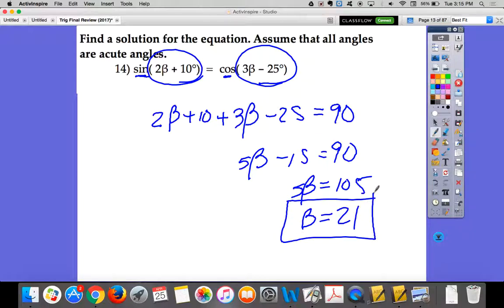Okay, so that takes us through number 14. We'll pick it up with number 15 in the next video.